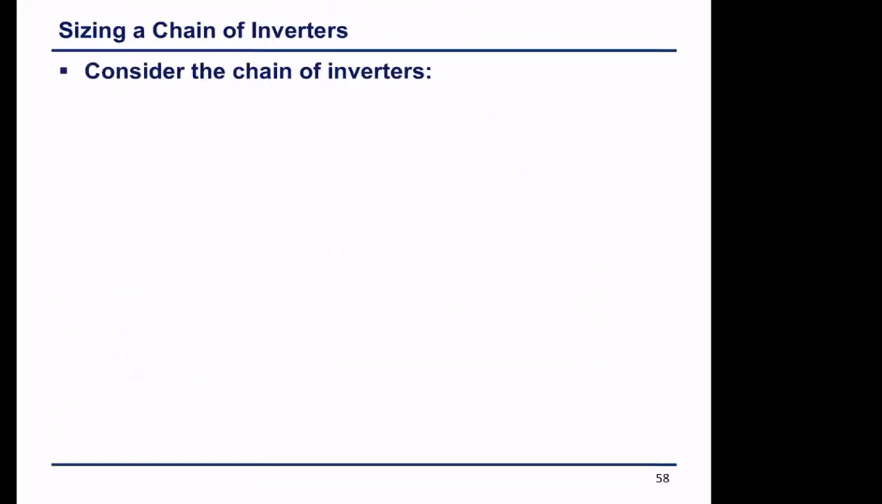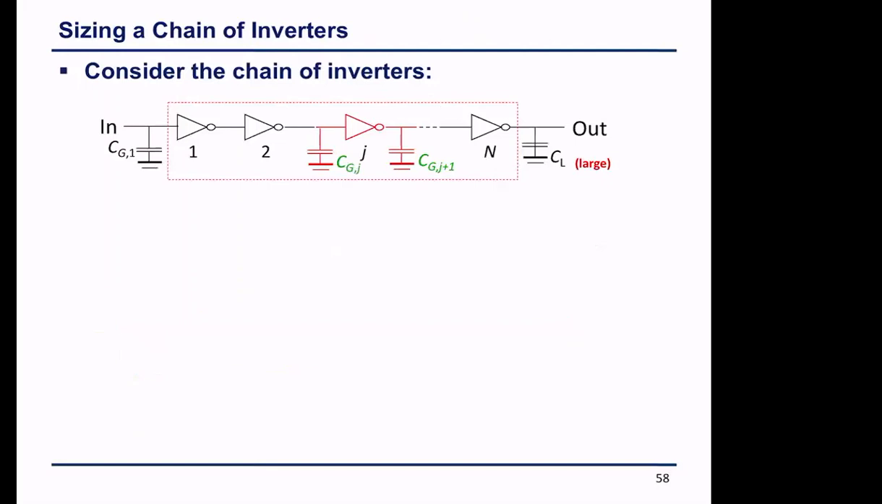So let us first assume that we have the chain already. Let us assume that I want to start with a minimum sized inverter in the beginning, and then I have to size this times some S, times some S, times some S. I have to size this. And this is given, and CG1 is given.